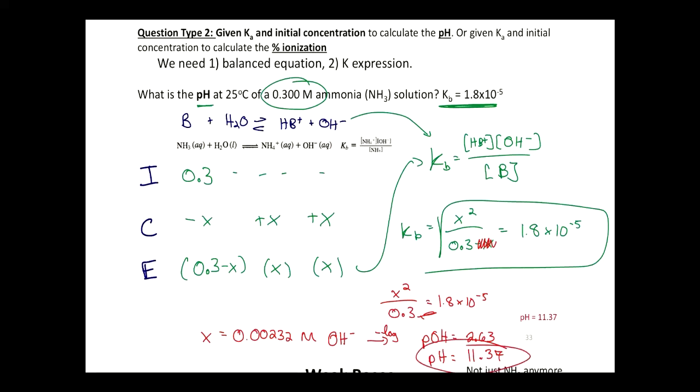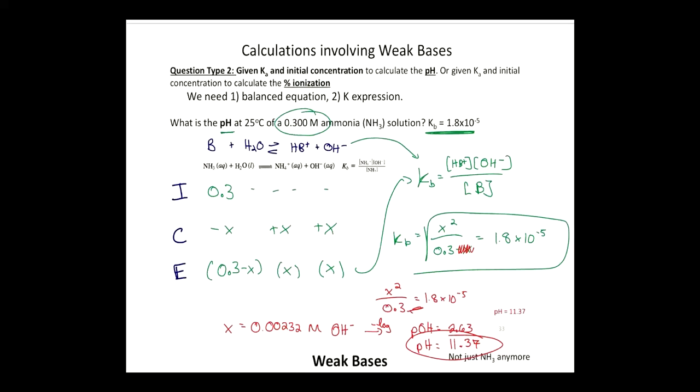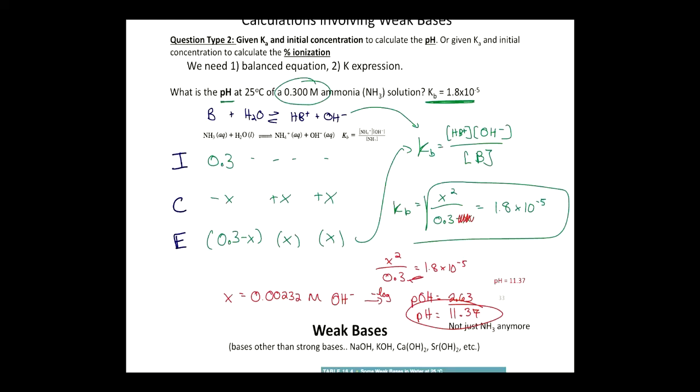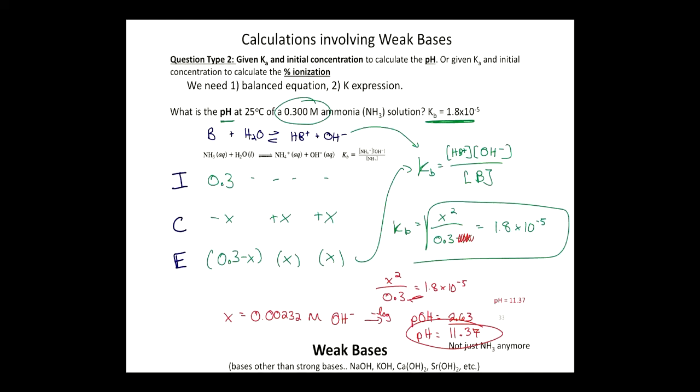Do you like these kinds of ice tables? These ones are fun because it's always 1-to-1. They always look the same. You can always approximate. It's great. And of course, if we wanted to calculate the percent ionization, same idea. Just do X over the initial concentration times 100. That's percent ionization as well. All right, those are our weak bases.